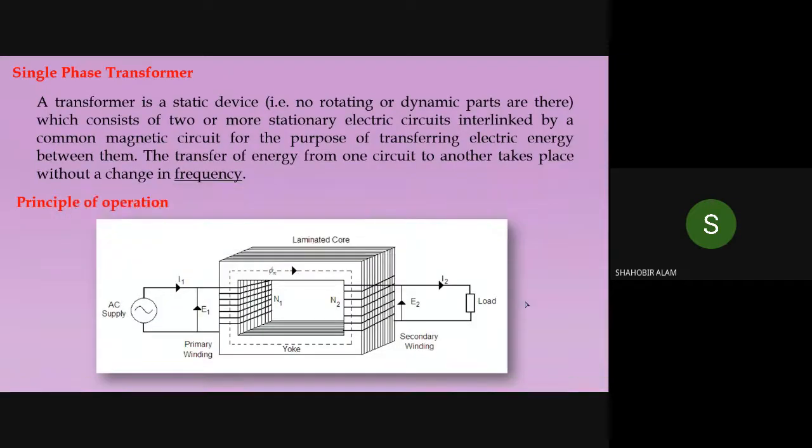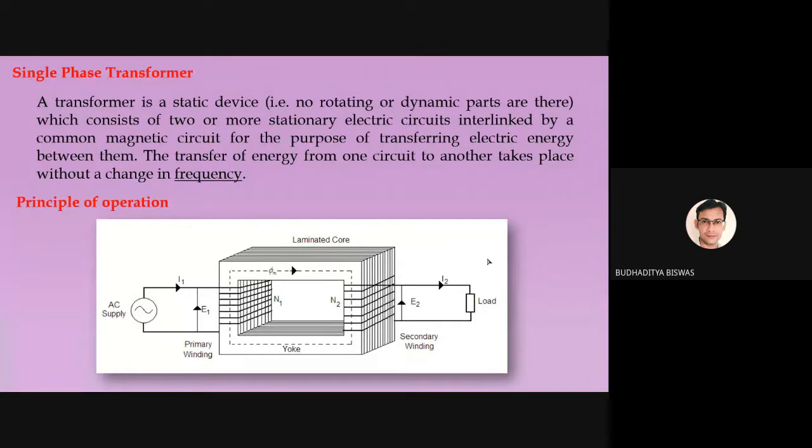In our screen. Okay, so today we start a new chapter which is called the single phase transformer. In your syllabus, the single phase transformer construction, the principle of operation, all the tests, all these things are there. Apart from this, the three phase transformer winding connection. So let's start with this transformer.